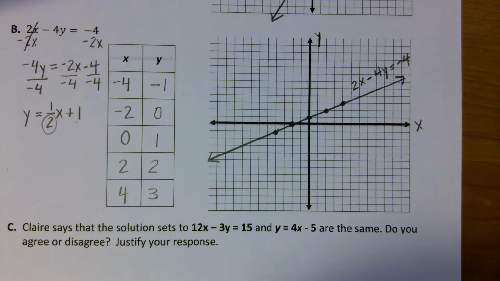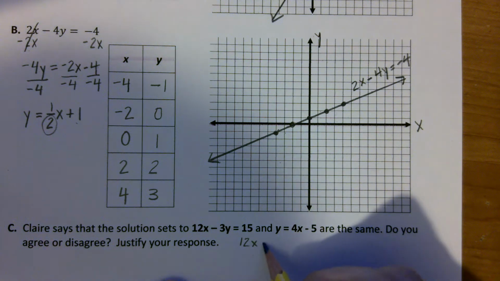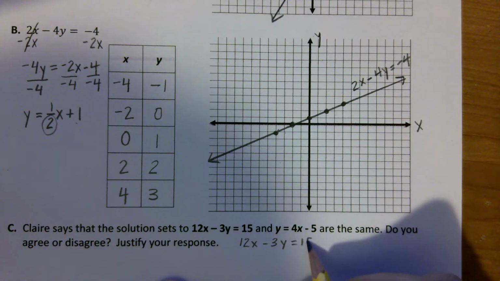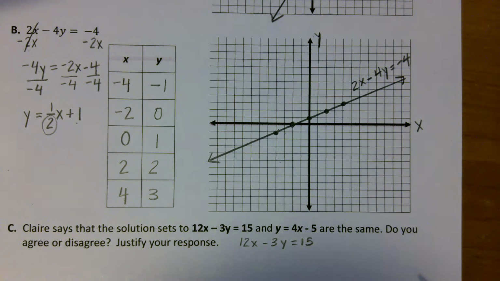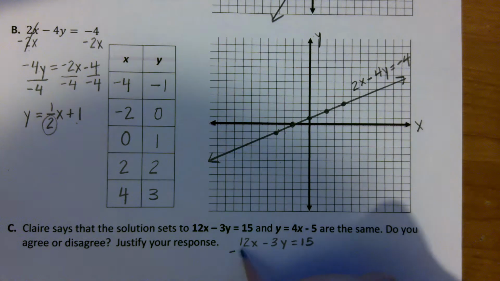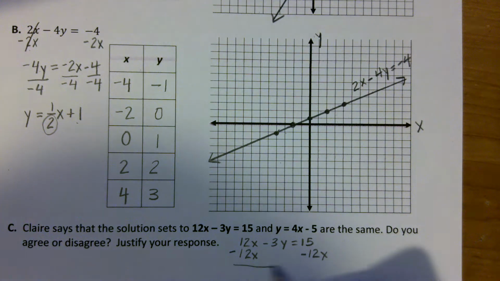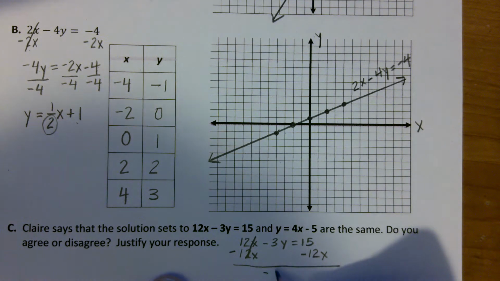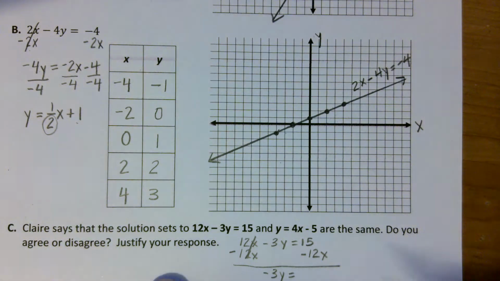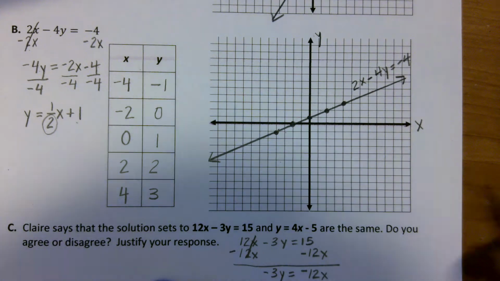So what I'm going to do to make it easy to compare these two is I'm going to set this equal to y. So I have 12x minus 3y equals 15. I look at the side that has y. I'm going to get rid of the thing furthest away from it, which is a positive 12x. I subtract 12x from both sides. That's a zero pair. I have negative 3y equals, well, these are not like terms, so I'm going to write it with the variable first, negative 12x, and a positive 15.